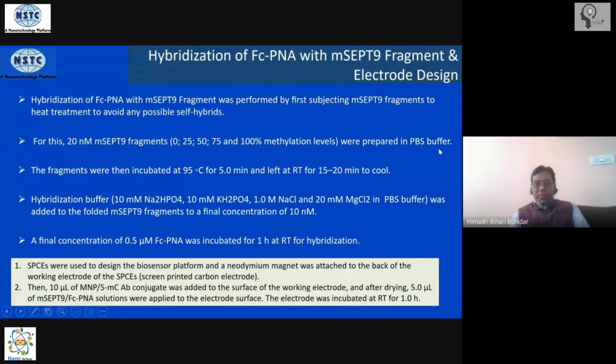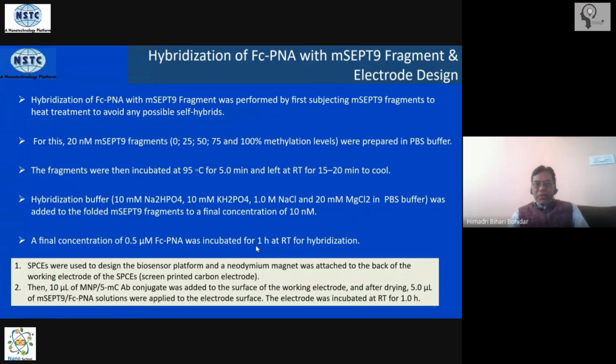Then you prepare a solution in a buffer. Then incubate it at 90 degrees for about 15 to 20 minutes and allow it to cool down. Then you use a hybridization buffer, which is mentioned here, and you add these biomarker fragments to a final concentration of 10 nanomolar. The PNA was also incubated for 1 hour at room temperature for hybridization.